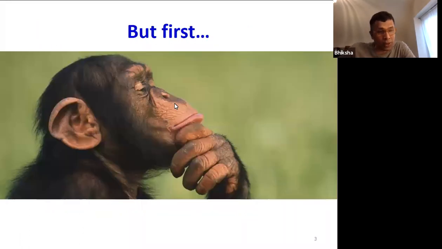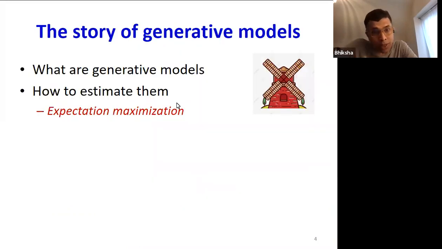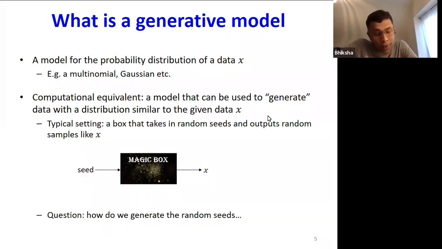But first, before we begin talking about modeling generative distributions and drawing samples from them, what is a generative model? Today's lecture is going to focus primarily on what generative models are and how we estimate them. I have a lot of slides. If things go too fast for you, as always, please stop me and ask questions. This is going to be a fast lecture. Now, what is a generative model?